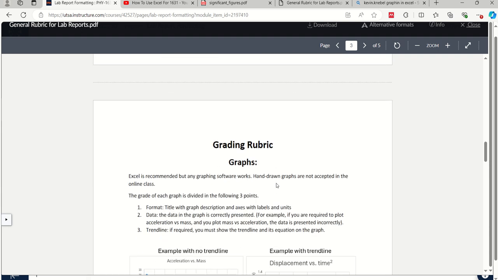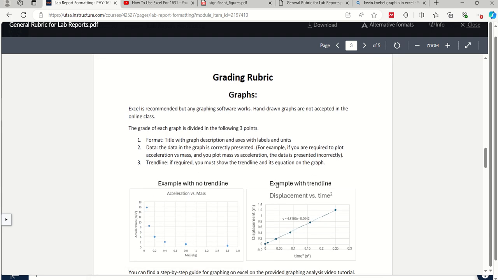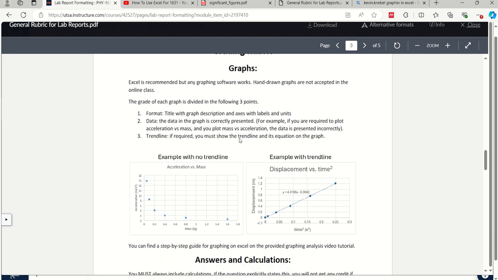everything should be fine. And then this just basically gives you some ideas for the grading rubric on what I'm looking at for graphs, like formatting the title, the data, trend lines if required. It'll tell you in the equation if you need a trend line or not. And then again, in the Excel video, I show you guys how to add trend lines and how to produce these graphs. So if you follow that video, you should be fine.